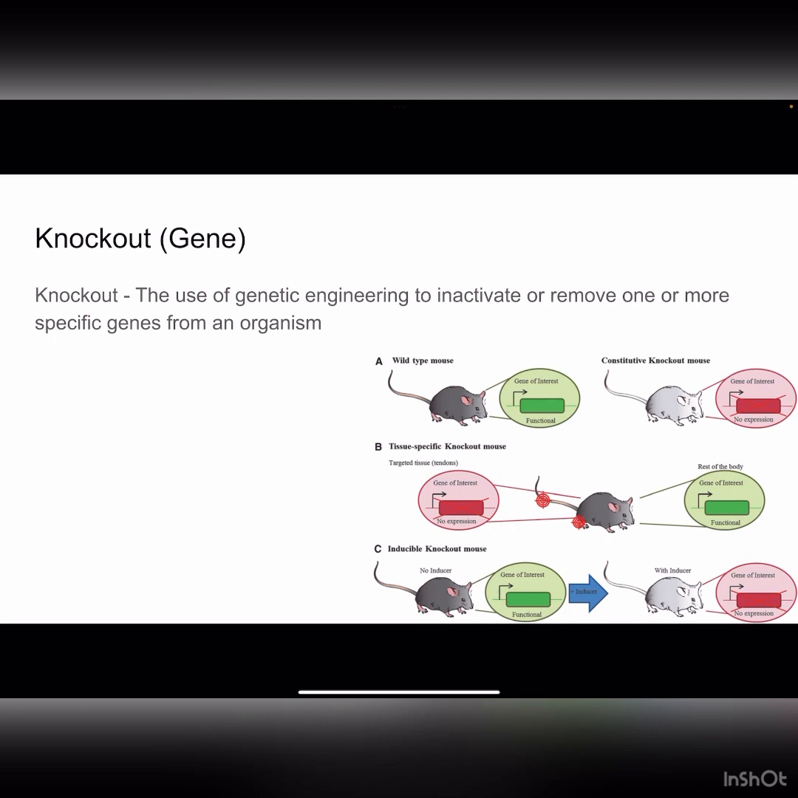Okay, that's enough about rhythmic behaviors. Now let's move on to knockout. Knockout, when we're referring to genes, is defined as the use of genetic engineering to inactivate or remove one or more specific genes from an organism. In short, scientists knock out one of the organism's genes in order to see how that will affect the organism.